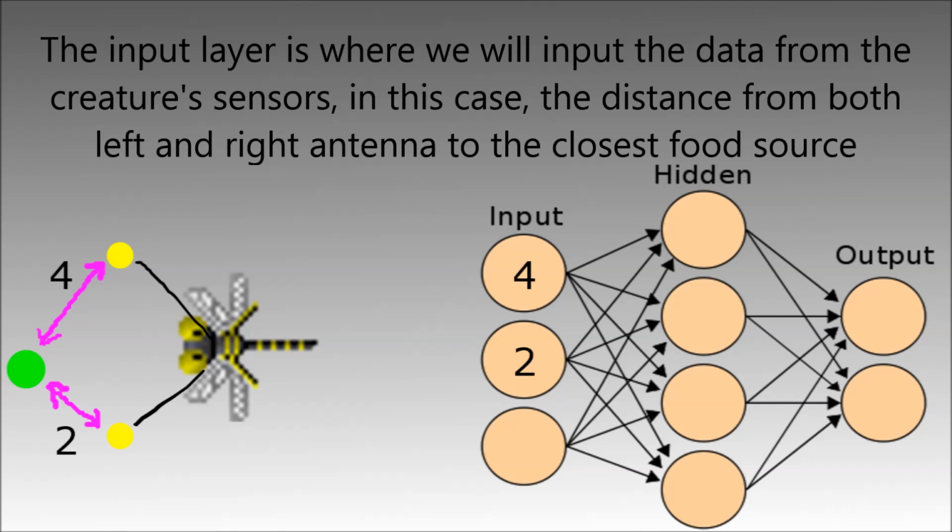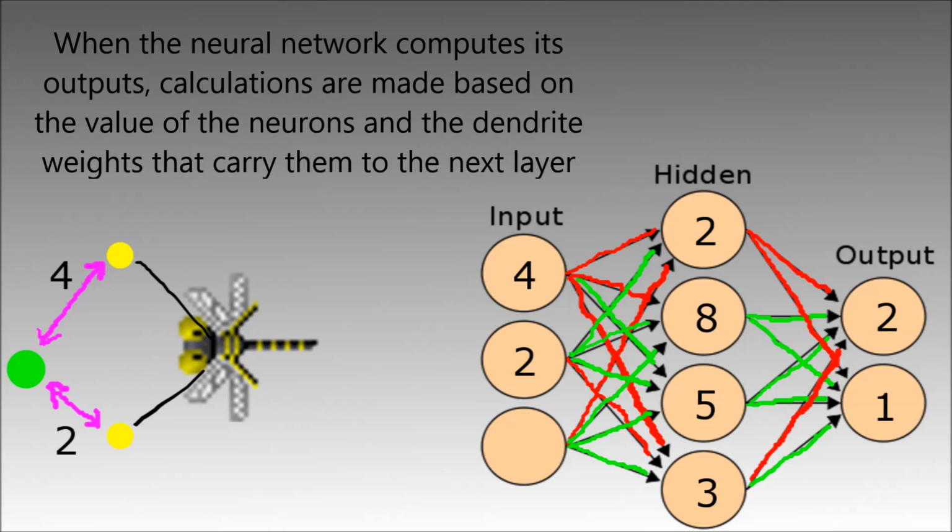The input layer is where we will input the data from the creature's sensors, in this case, the distance from both left and right antenna to the closest food source. When the neural network computes its outputs, calculations are made based on the value of the neurons and the dendrite weights that carry them to the next layer.